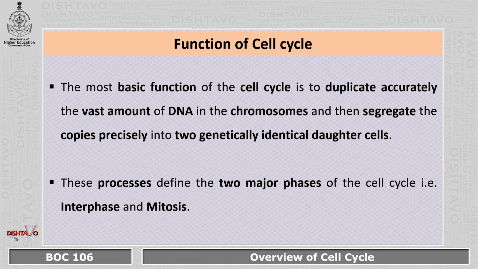Function of the cell cycle. The most basic function of the cell cycle is to duplicate accurately the vast amount of DNA in the chromosomes and then segregate the copies precisely into two genetically identical daughter cells. This process defines the two major phases of the cell cycle, that is interphase and the mitosis.